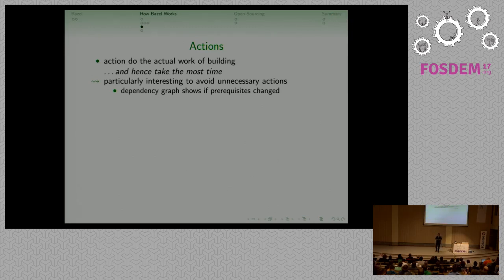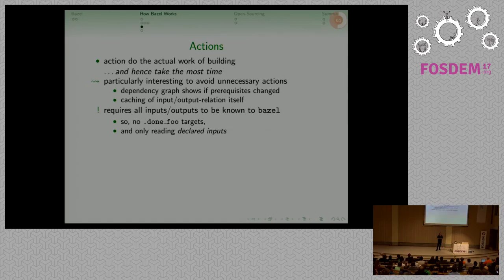So we've seen the dependency graph shows when something has changed and we need to redo it again. But there's also caching of actions themselves in the sense that if the input hasn't changed, we don't need to redo the action, the output will be the same, so we don't do it. Of course, for that to work correctly, Bazel needs to know all the inputs and all the outputs of an action. So Bazel needs full knowledge about that, because if you read more files than you declare, you might accidentally not redo an action that needs to be redone.